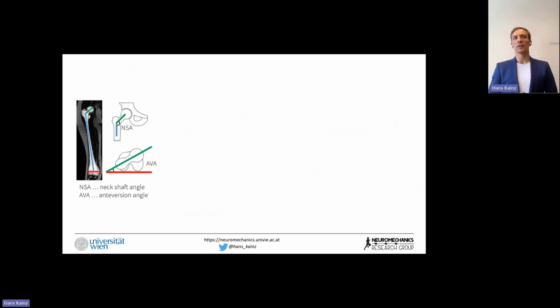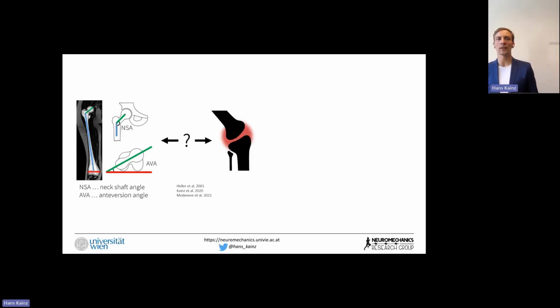In this first paper, we wanted to investigate how the femoral morphology, especially the neck shaft angle, the angle between the neck of the femur and the shaft, as well as the anteversion angle, the angle between the neck and the knee axis if you look at it from the transverse plane, influences our joint loads. It has already been shown in a few studies that an increased anteversion leads to an increased hip joint load, but the interaction between these 2 very important anatomical features has not been investigated yet.